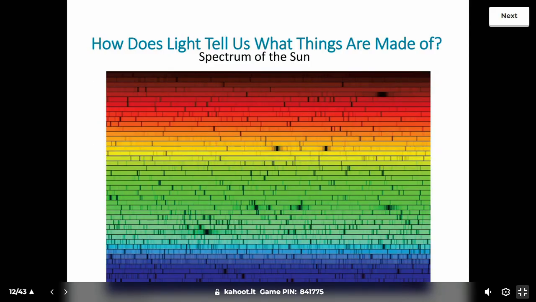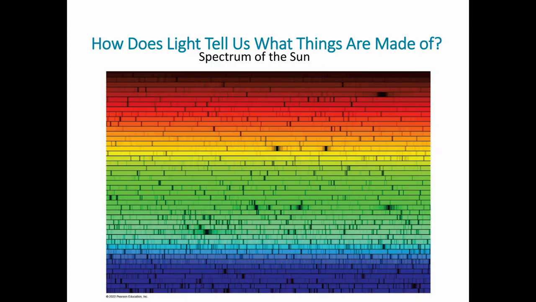So what does a real-life spectrum look like? This is the spectrum of the sun. You can see it's mostly a continuous spectrum with colors all across the rainbow, from red, orange, yellow, green, blue, indigo, violet, but there are some gaps missing.